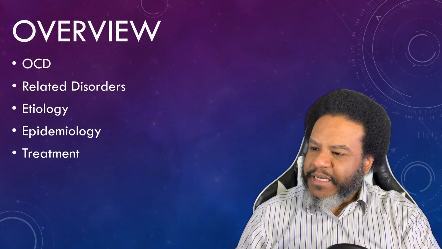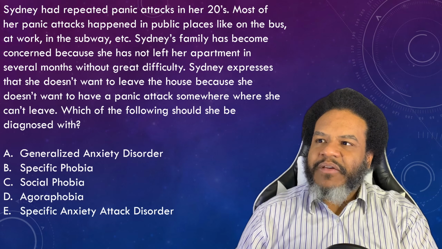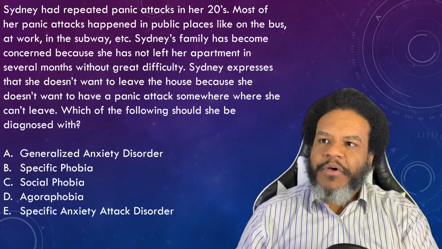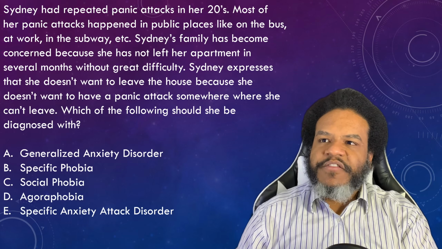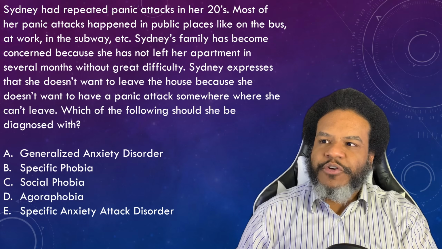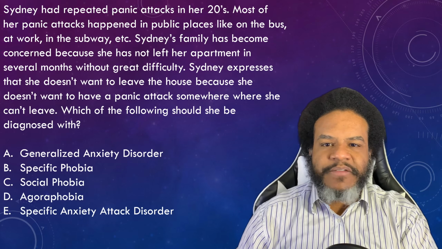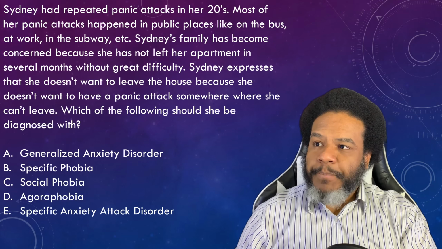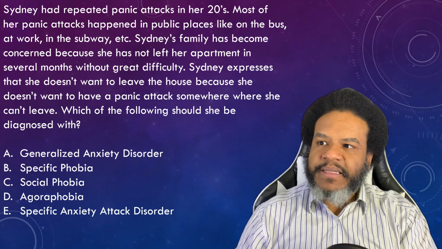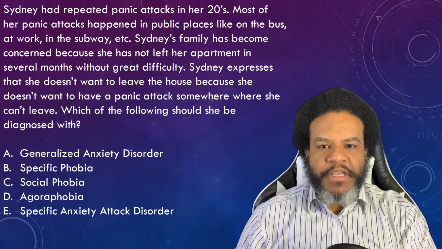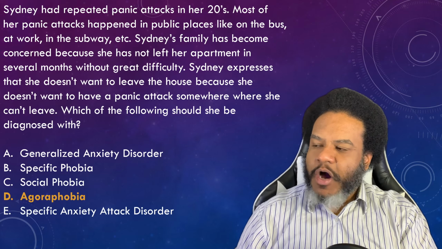But before we get into our lecture, let's go over some quick review. So Sydney had repeated panic attacks in her 20s. Most of her panic attacks happened in public places, like on the bus, at work, in the subway, etc. Sydney's family has become concerned because she has not left her apartment in several months without great difficulty. Sydney expresses that she doesn't want to leave the house because she doesn't want to have a panic attack somewhere where she can't leave. Which of the following should she be diagnosed with? A, generalized anxiety disorder. B, specific phobia. C, social phobia. D, agoraphobia. E, specific anxiety attack disorder. All right, let's go ahead and lock it in. Let's take a look. D, agoraphobia.